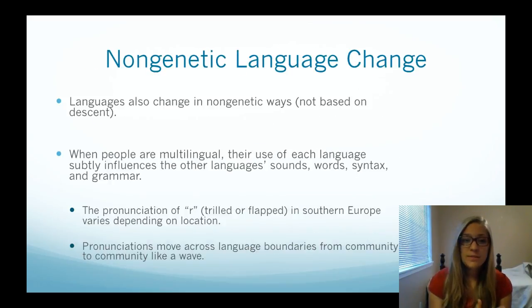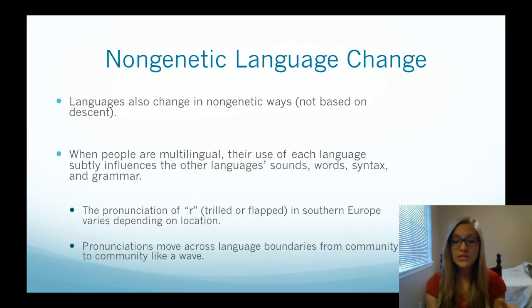There are also going to be some non-genetic language changes, so these are changes not based on descent or change through time. So this would be if people are multilingual, they can kind of start to influence the different languages that they speak in terms of sounds, words, syntax, and grammar. Okay, so what this mostly represents is going to be similar to diffusion. So we can kind of diffuse language terms or sounds from one culture or one language to another.